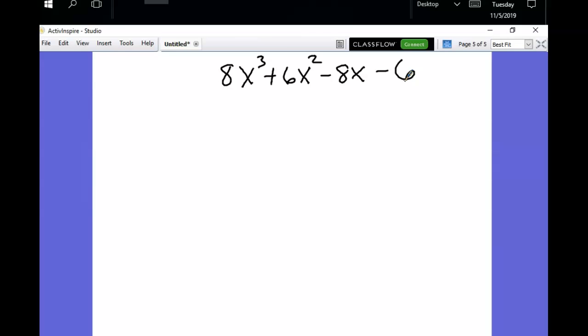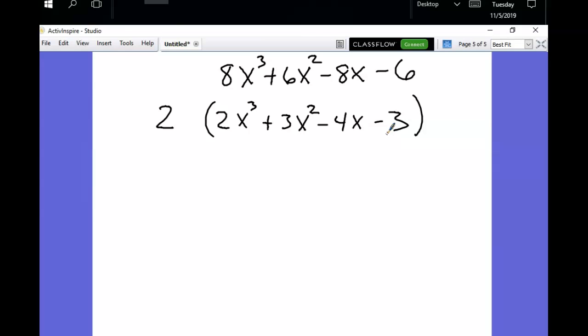And what did we say to do first? Box. Nope. Always do your GCF first. So here we go. What goes into 8, 6, 8, and 6? Can I take out any x's? Nope. So I'm going to divide all those by 2.